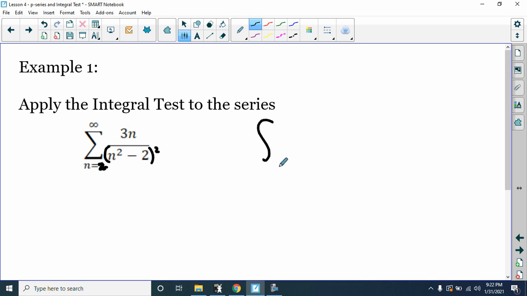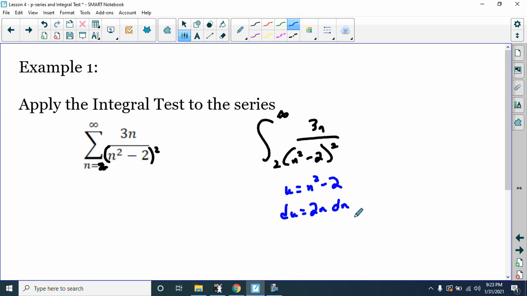So to do this, we're going to evaluate the integral from 2 to infinity of 3n over n squared minus 2 squared. To do that, we want to u substitute, making u equal to n squared minus 2. My du is 2n dn. Got 3n dn. Didn't write my dn, but so I need to multiply by 2. I'm also going to multiply by 1/2. 2n dn. That's my du.